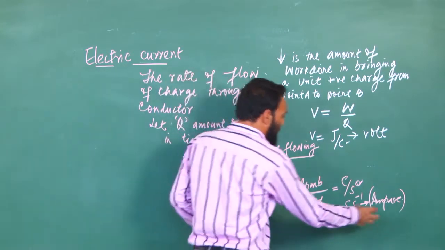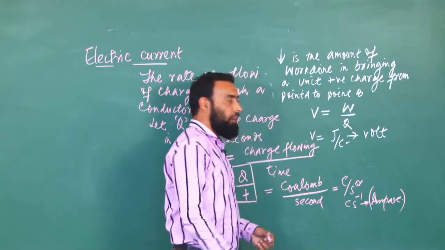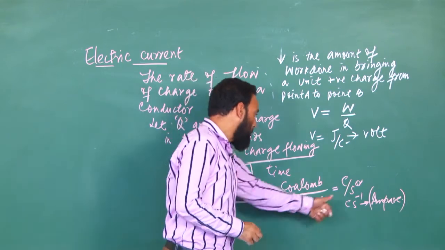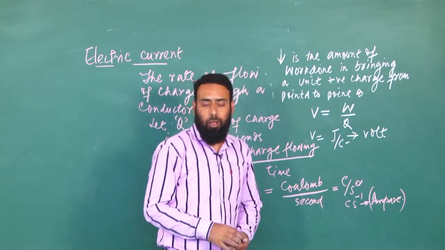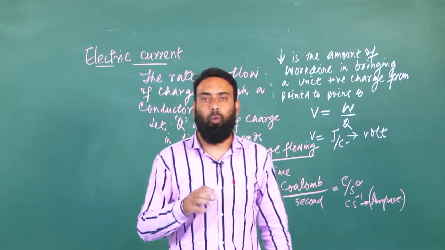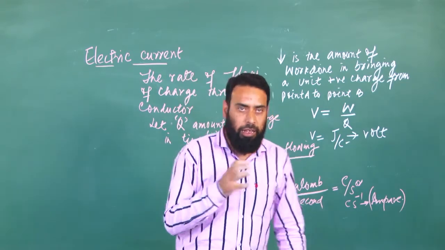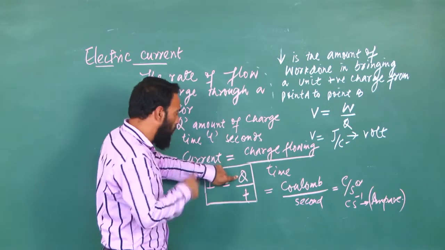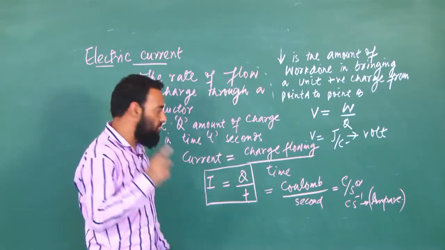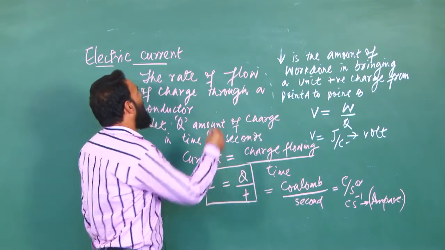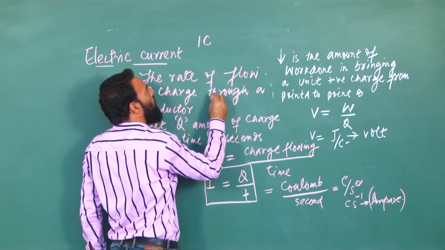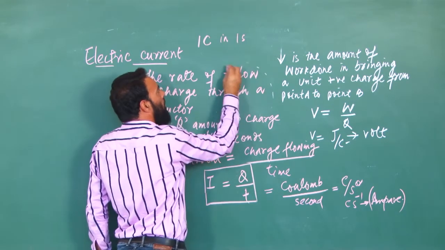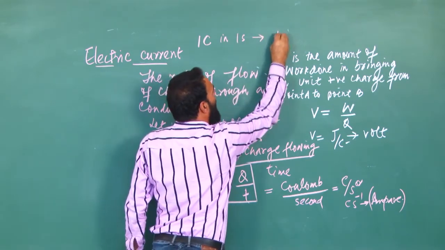On that name, the SI unit of current is given as ampere, and 1 ampere is basically equal to coulomb per second. So when we say that current is equal to 1 ampere, current is said to be 1 ampere when 1 coulomb of charge is flowing through a conductor in 1 second. So if one coulomb charge flows through a conductor in 1 second, then the current is equal to 1 ampere.